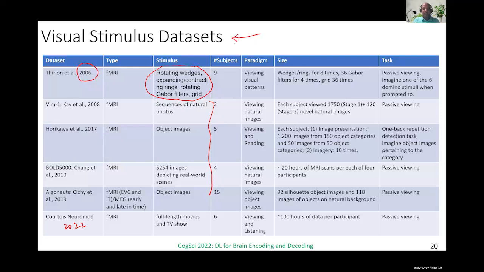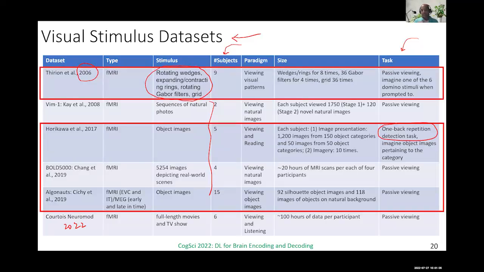Again, as you see, subjects are around tens, a few tens maybe. The paradigm is that they're all viewing things, and sizes vary: different sizes, different times, different numbers of times the same stimuli was shown to people, different numbers of experiments, and so on. Tasks, majorly it is passive viewing, but there are other interesting tasks like one-back repetition detection, as we'll see in the next few slides. In the next few slides, I'll double click on a few of these data sets highlighted here.